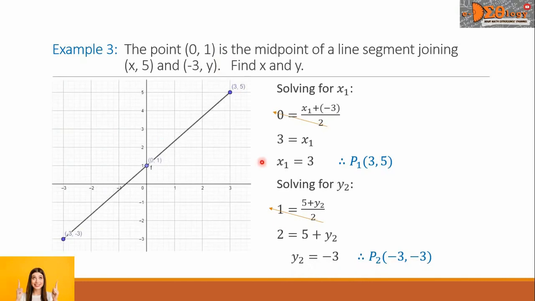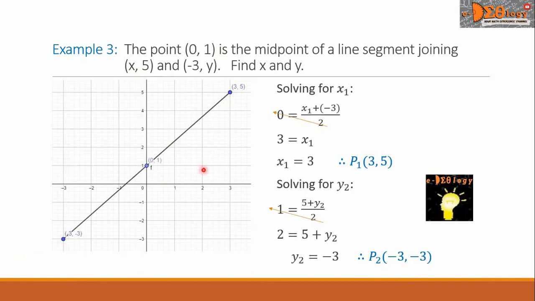Now, let us plot the points. The midpoint 0, 1 is here. The P sub 1, 3, 5 is here. And the P sub 2, negative 3, negative 3 is here. This is our final answer.